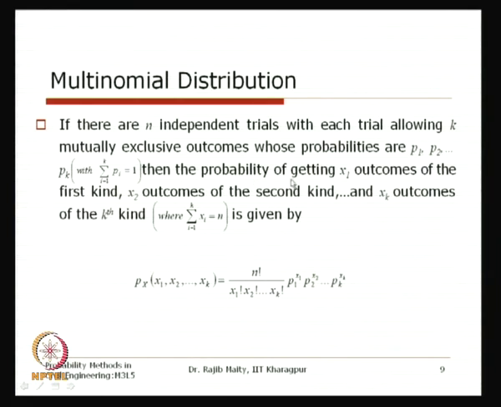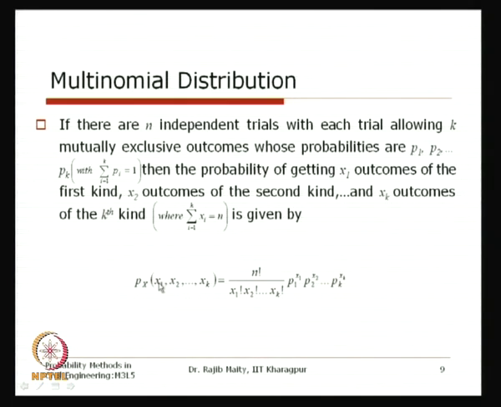Then consider the probability of getting exactly x1 outcomes of the first kind, exactly x2 outcomes of the second kind, and in this way xk outcomes of the kth kind. As we have already stated that there are n independent trials, the summation of x1, x2 up to xk should be equal to n, which is written here. The probability of these exact numbers x1, x2, xk for the first kind, second kind and kth kind respectively is given by this distribution.